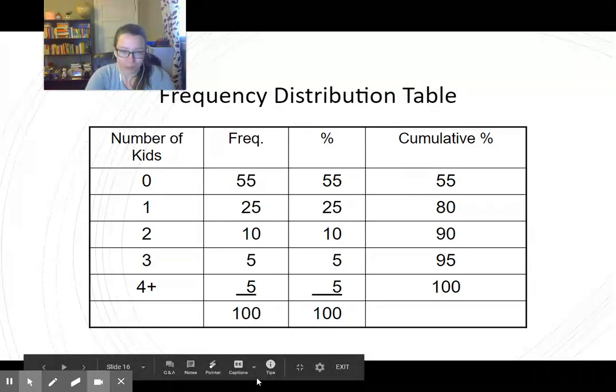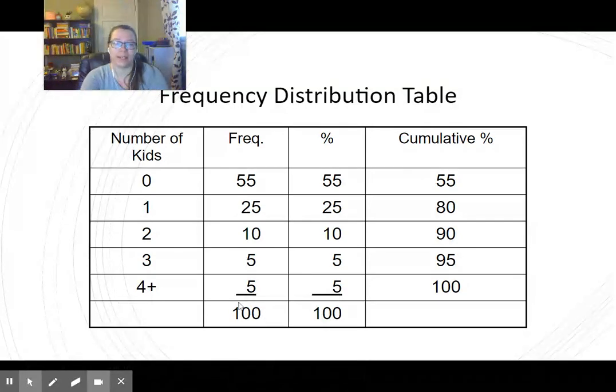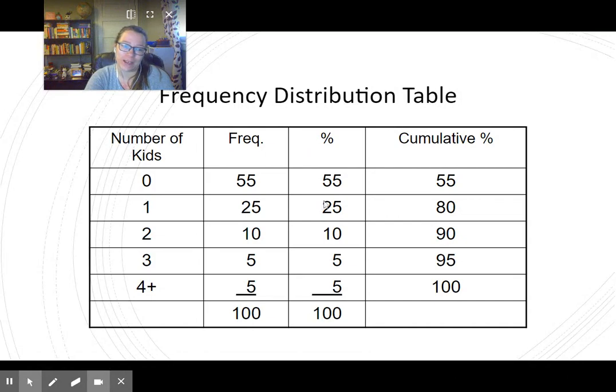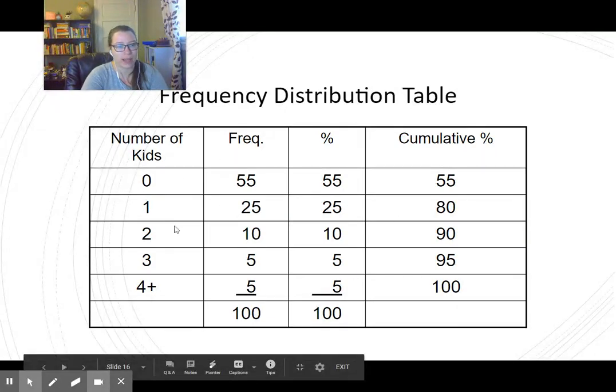And then we have percent, right? So because I made these numbers 100, it's super easy to figure this out, right? So 55% of people have 0 children, 25% of people have 1 child, 10% have 2, 5% have 3, and 5% have 4 or more.